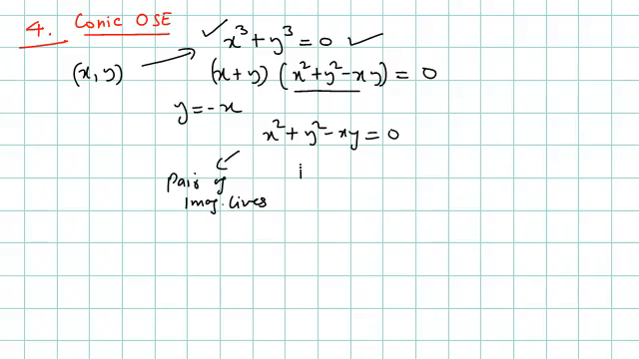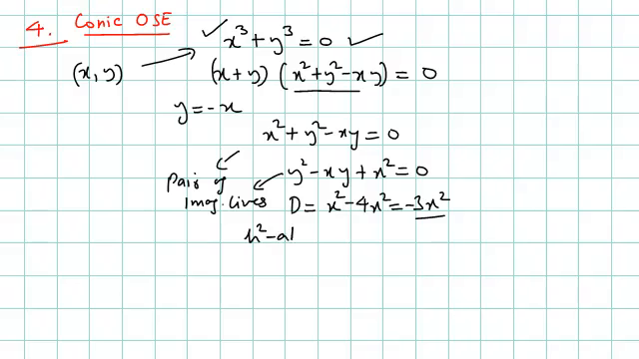Because if I see the discriminant of this, assuming it to be a quadratic in y, y square minus x into y plus x square equal to 0, the discriminant is x square minus 4x square, which is negative, so we cannot have real factors of this. So this represents imaginary lines, or we can say imaginary or complex factors, or we can simply check the condition h square minus ab. In this case h square minus ab is less than 0, right?